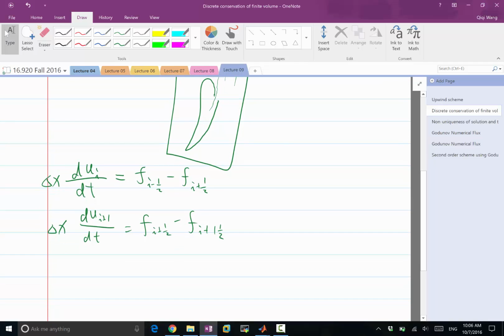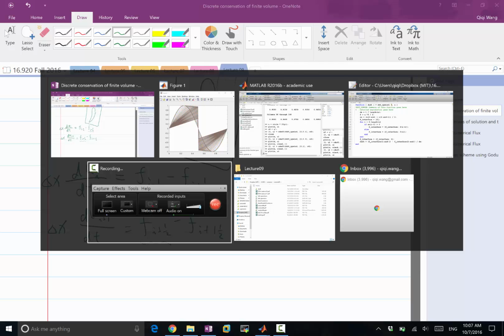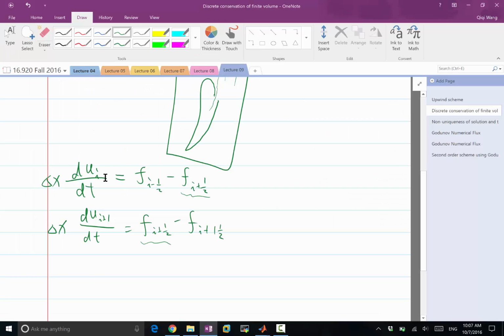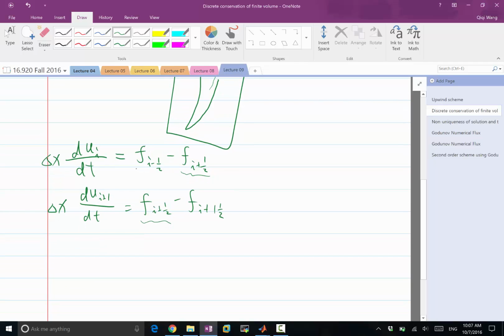Now, what's important in finite volume is that the way we computed this f_{i+1/2} is exactly the way we computed this f_{i+1/2}, right? So it's the same number in our code. So the f interface is a vector of length n plus 1. The same f_{i+1/2} is used for computing the derivative of u_i and u_{i+1}. Okay, so that's very important. If you violate that, it's no longer a finite volume scheme. The reason this is important is because once you add them together, these two cancel.